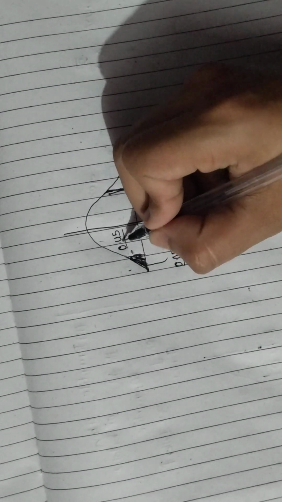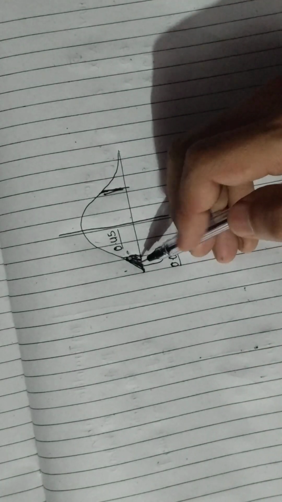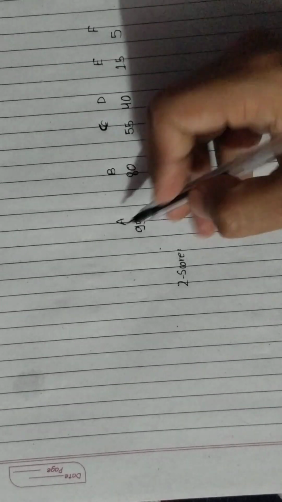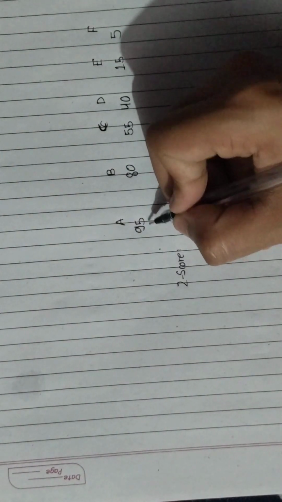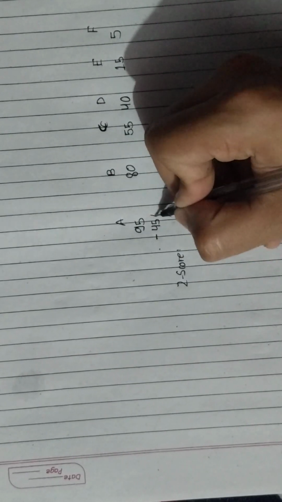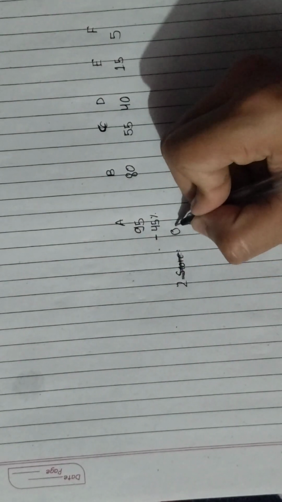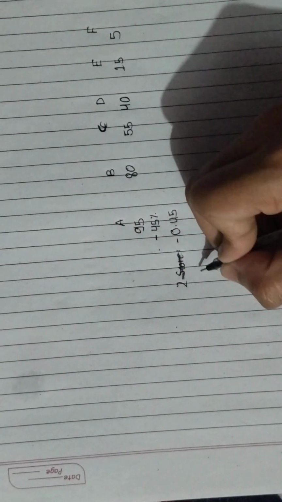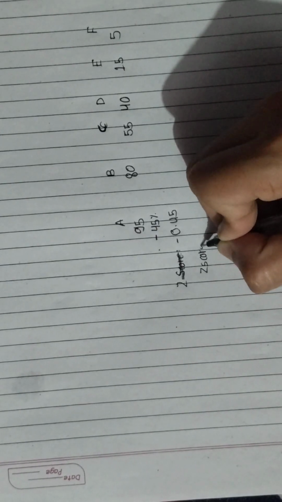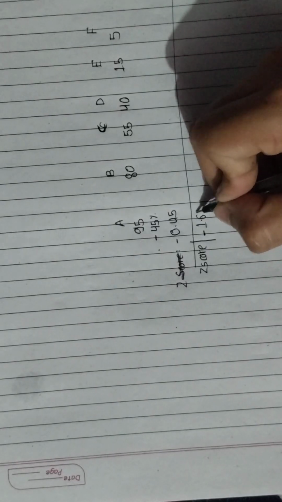From the table, to find the 0.45 area as we did previously, we can see it is 1.64. Being on the left side, it will be minus 1.64. So 95% means it is 45% below the mean, right? So for the 0.45 area, the score on the table will be minus 1.64.